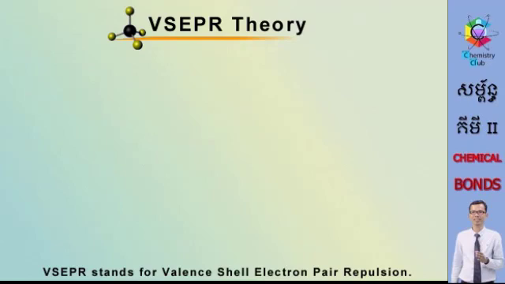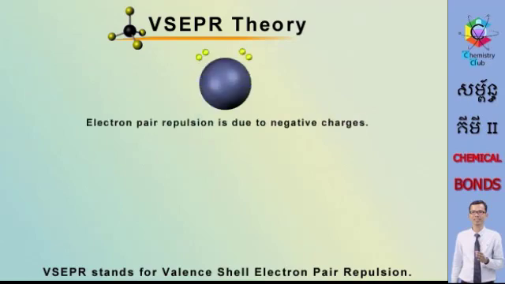VSEPR theory states that electron pairs in the valence shell of an atom exert a repulsive force on all other electron pairs in the valence shell of the atom. This repulsion is due to the negative charges on the electrons. Remember that each bond in the atom represents an electron pair.